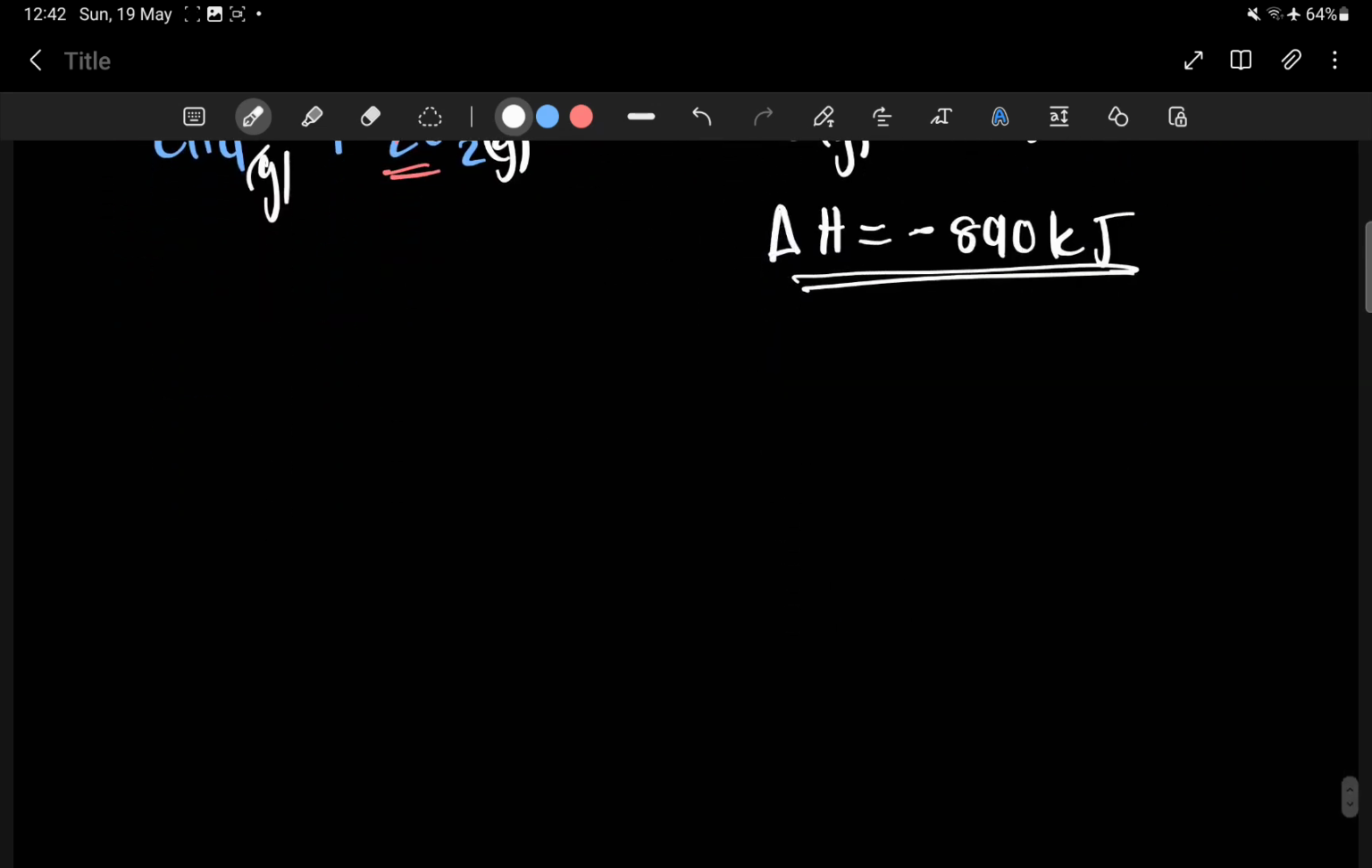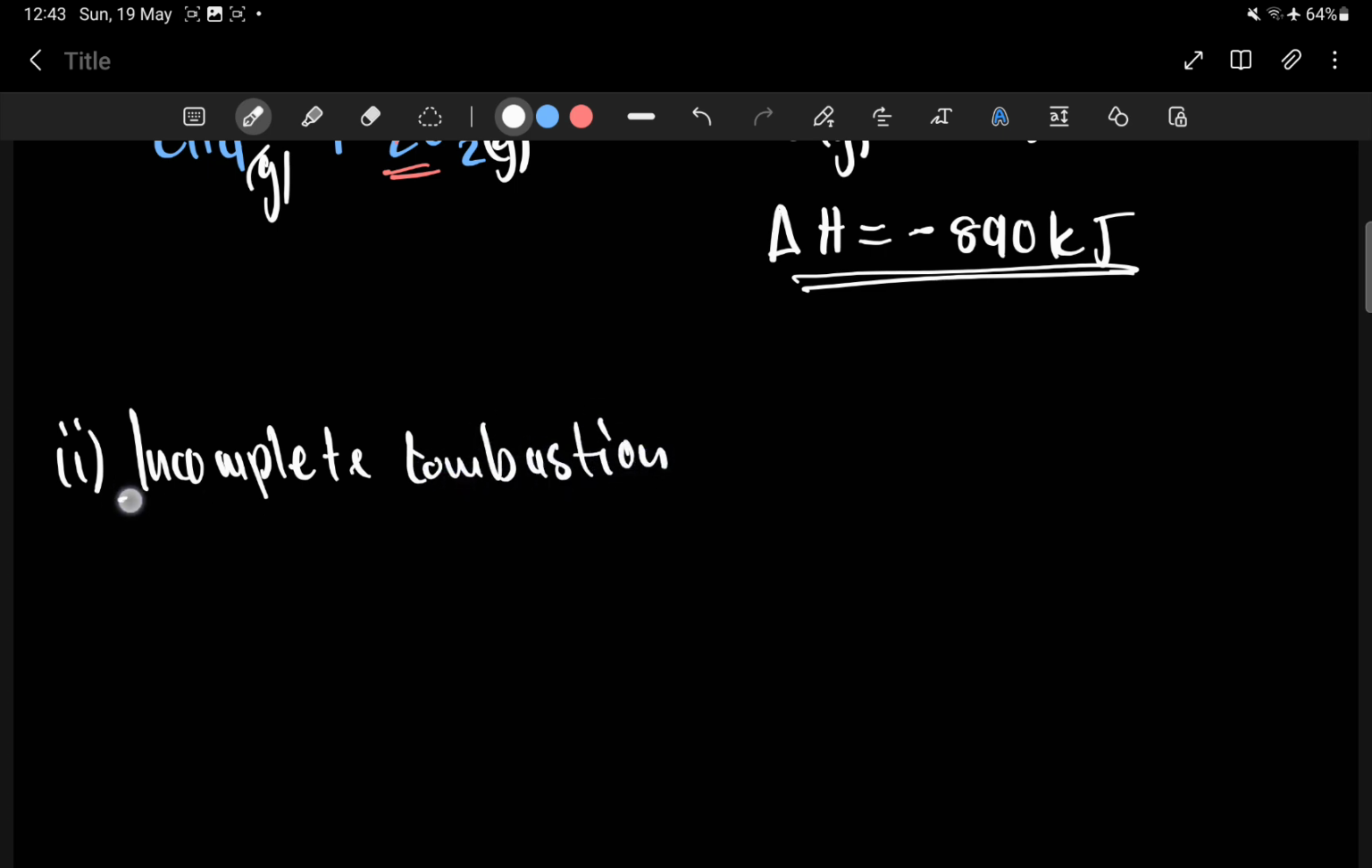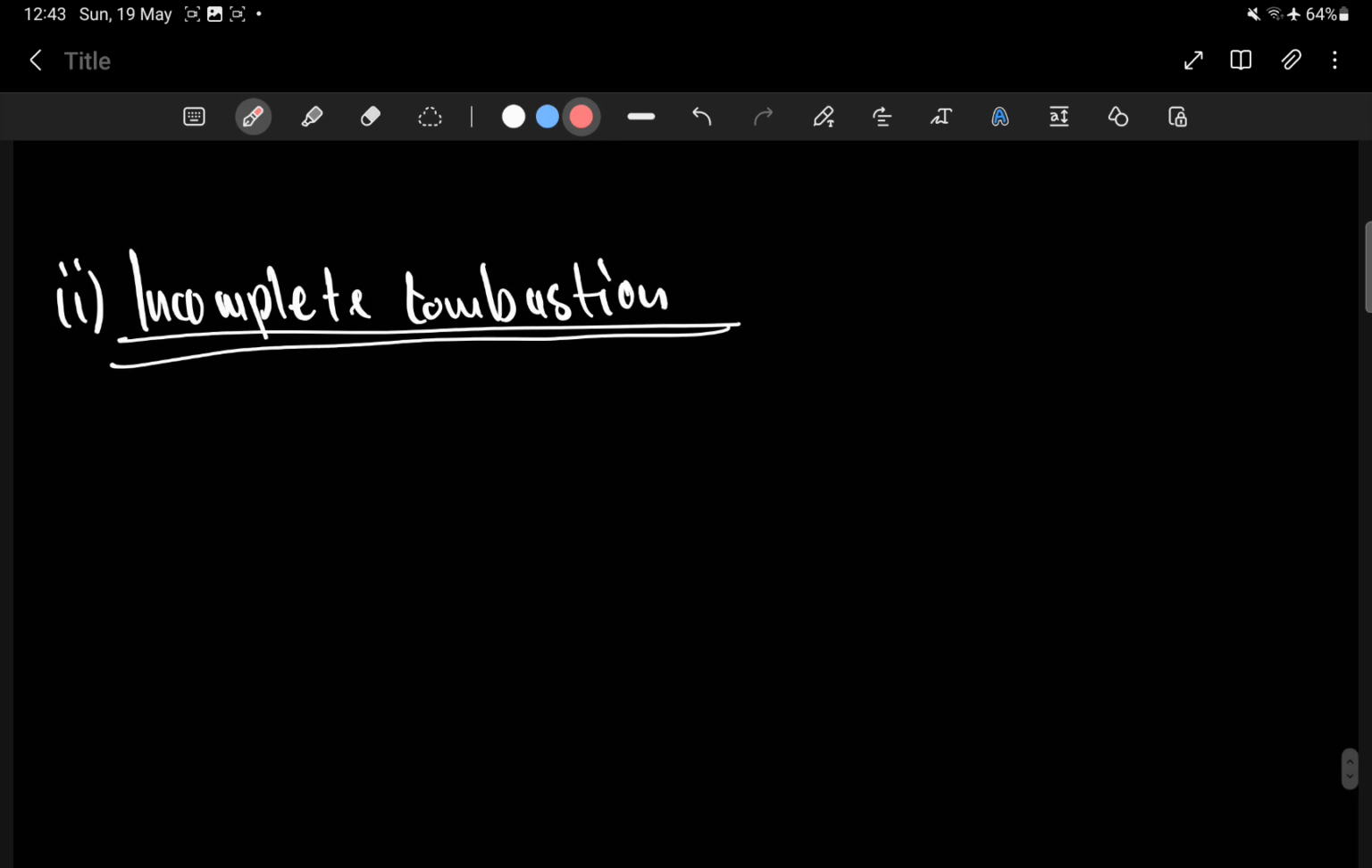Fine. Now, the next thing is part 2, which is incomplete combustion. Basically, in incomplete combustion, there are 3 possible things you can get. It is when it undergoes combustion without enough oxygen, if the oxygen is insufficient. So what we could have is, one, carbon monoxide. That's carbon monoxide gas.